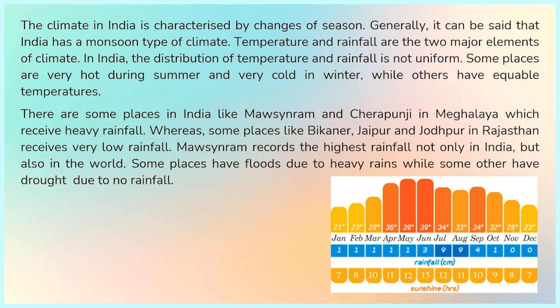Some places are very hot during summer and very cold in winter, while others have equable temperatures. There are some places in India like Mawsynram and Cherrapunji in Meghalaya which receive heavy rainfall. Whereas, some places like Bikaner, Jaipur and Jodhpur in Rajasthan receive very low rainfall. Mawsynram records the highest rainfall not only in India, but also in the world. Some places have floods due to heavy rains while some others have drought due to no rainfall.